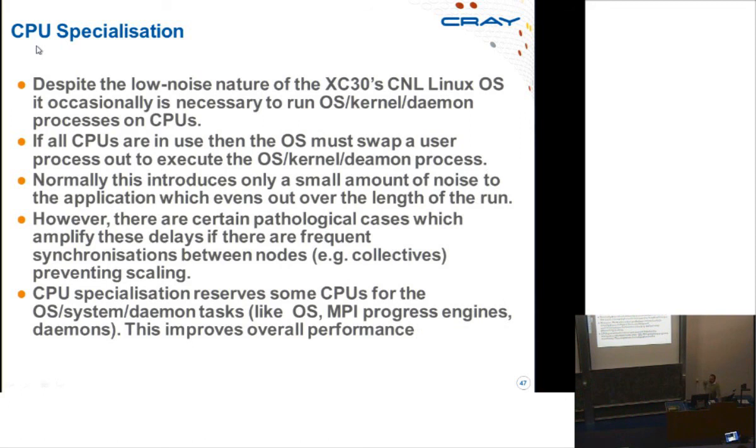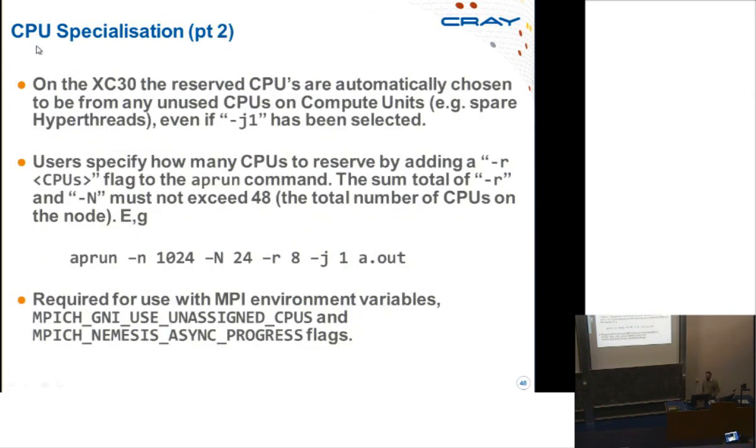CPU specialization reserves some of the CPUs for these OS tasks and also allows us some place to put the MPI progress engines. And it potentially improves overall performance. On the XE30, the reserved CPUs are automatically chosen from the unused or spare hyperthreads, even if you're using -j1. So you can ask for technically more than you have. So you can still ask for 24 CPUs and reserve some additional cores, and they will be used out of the hyperthreads. If you use -j2 mode, then you cannot exceed 48.